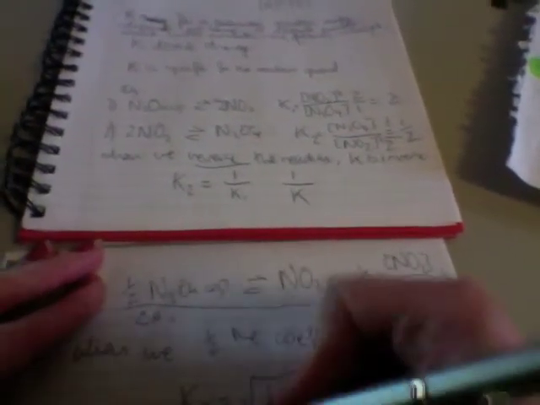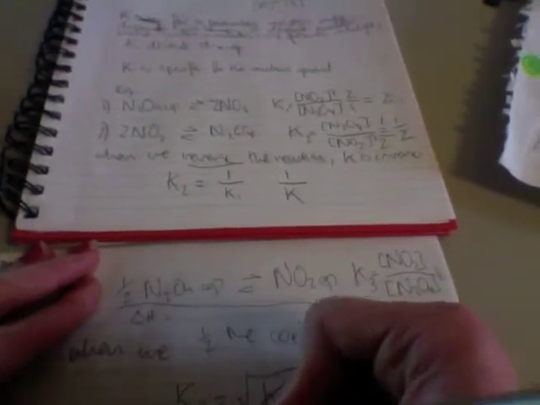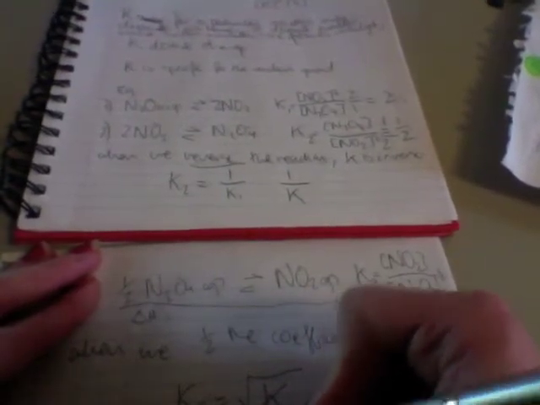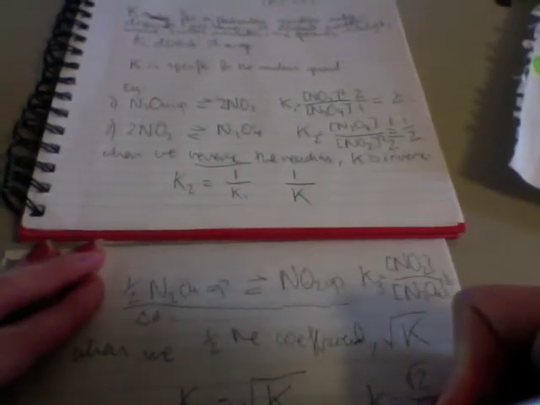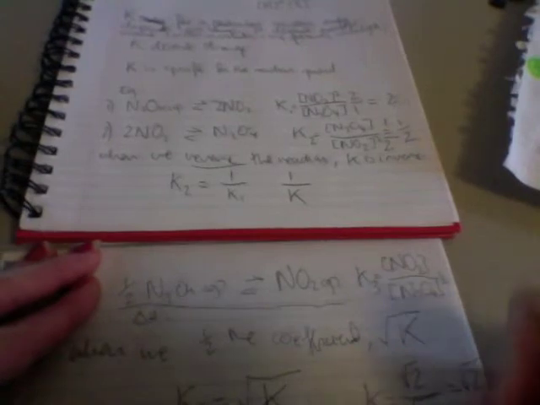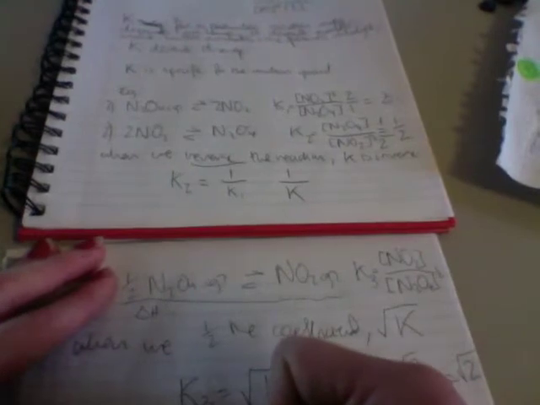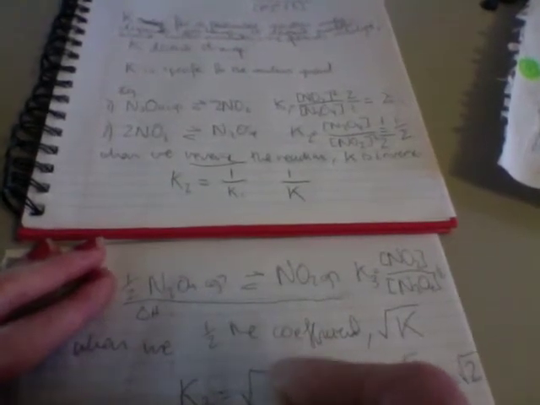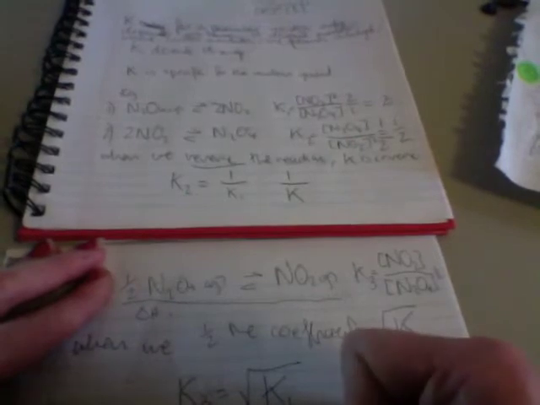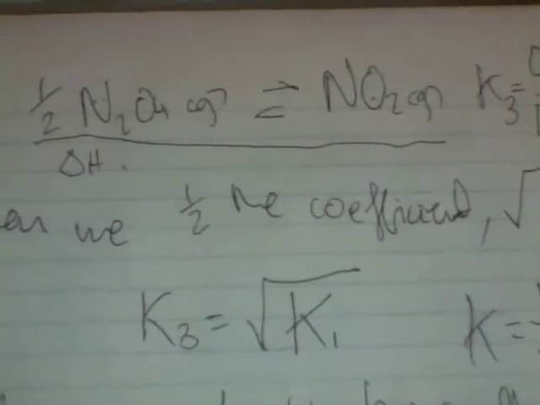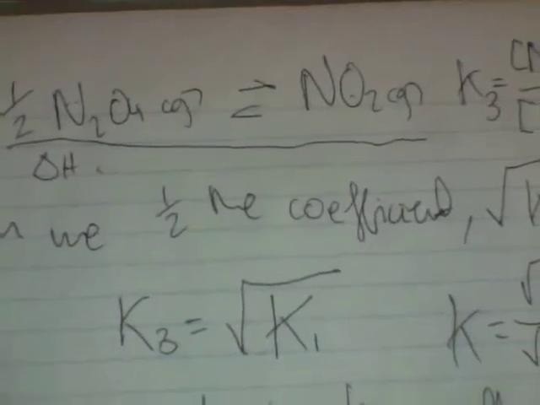So when we double the coefficient, we have to square K. So in other words, K1 equals K3 squared. Does that make sense? Okay.